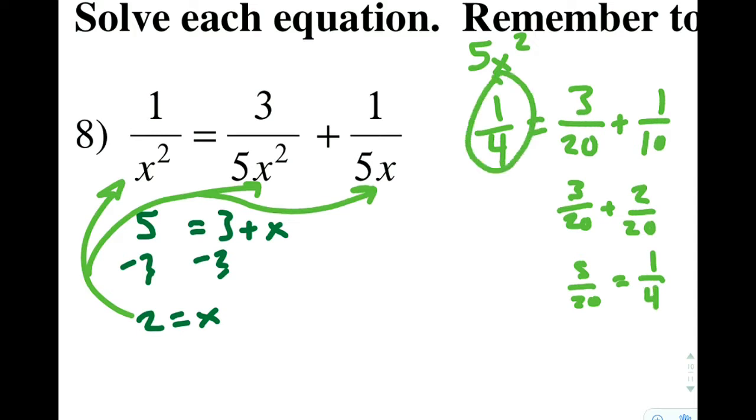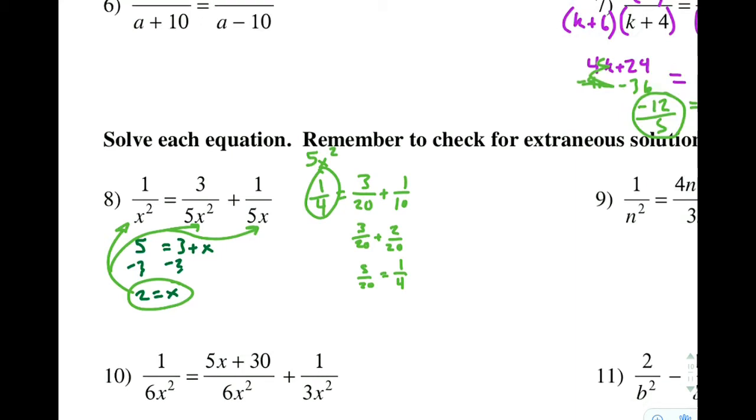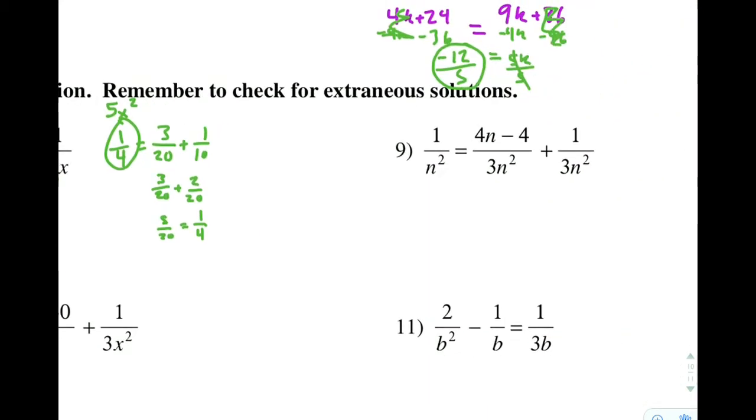So it does work. So it is not an extraneous solution. x does equal 2. There will be times where you get the answer, you plug it back in, and it will not work. It will give you an incorrect answer, and that seems to come up even more with negatives, but it can happen a lot of times with positive numbers as well.